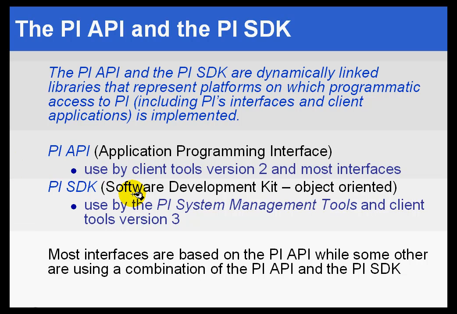Now, as it's described here, a good way to describe the difference between the two at this point in time is any of the older version 2 of the Pi clients and most of our current interfaces were built using the API. The API has its own set of little utilities and files that you would have to know about in order to do troubleshooting, and we'll discuss those in just a few minutes. The SDK is used to build all the system management tools, relatively modern tools, and also all the client tools version 3 or greater. So if you look at Processbook version 3, that's been built using primarily the SDK.